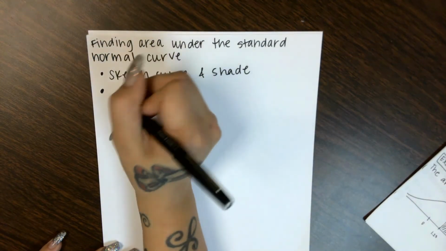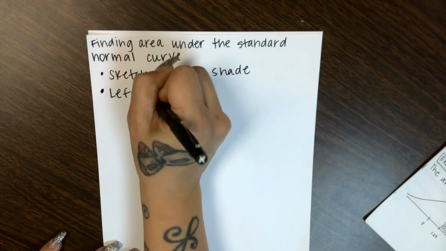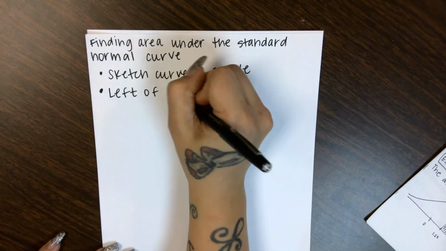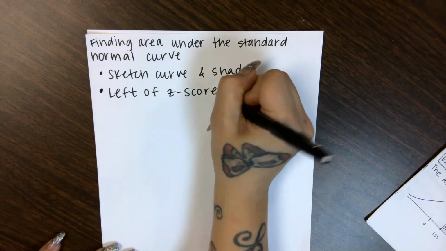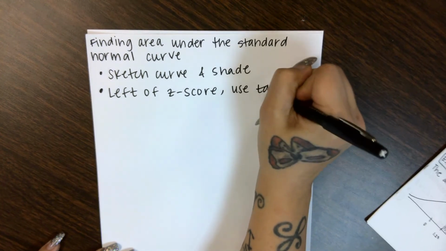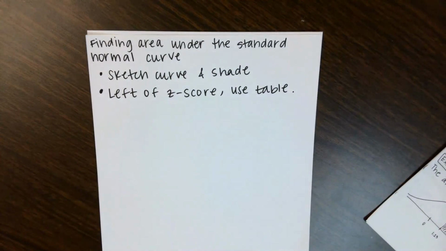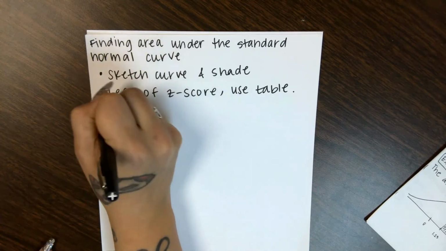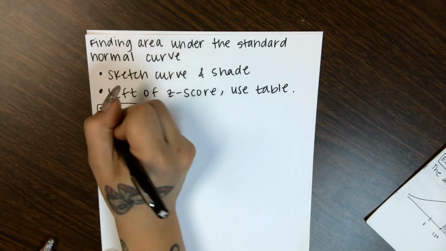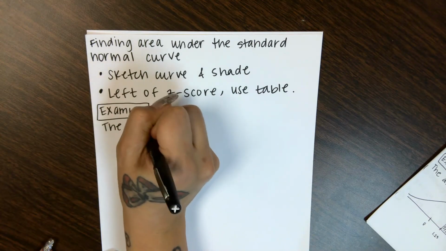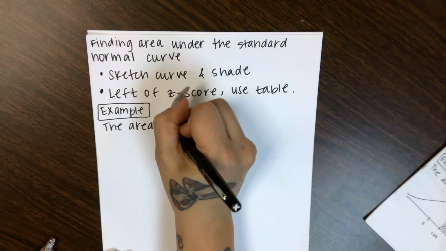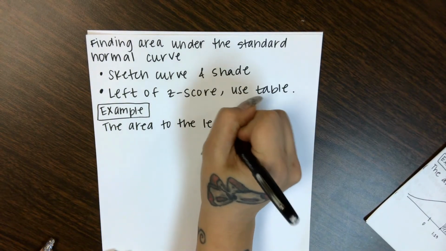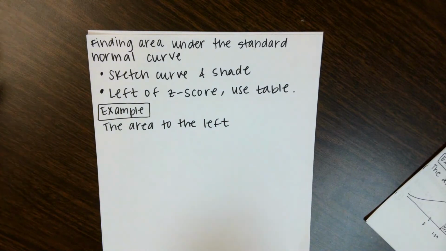And then left of z-score. What we do, if it says we're to the left of a z-score, is we use the table. Okay, and here's an example. The homework straight up is like, find the area to the left of z equals, okay?